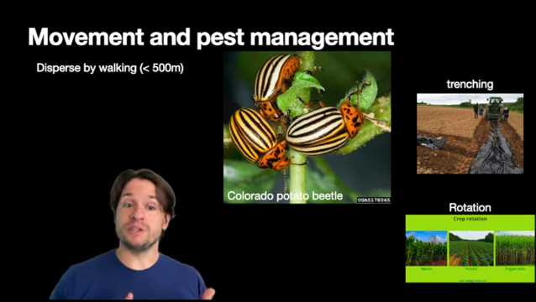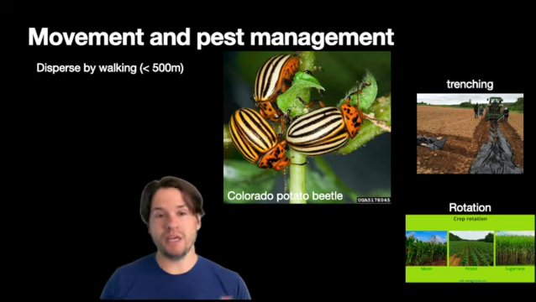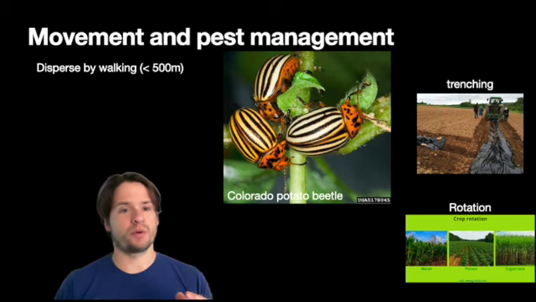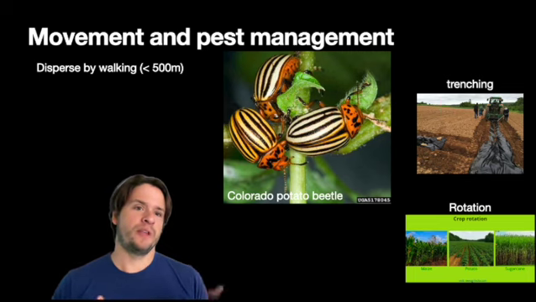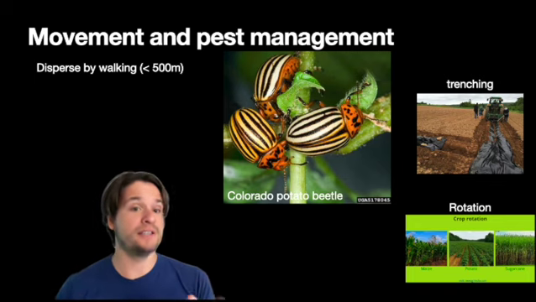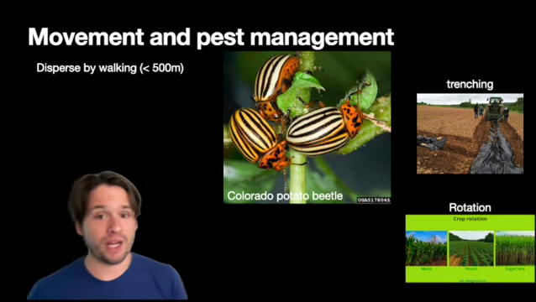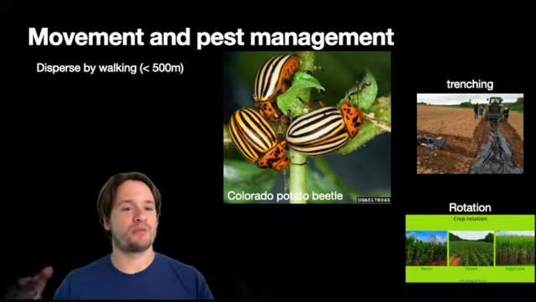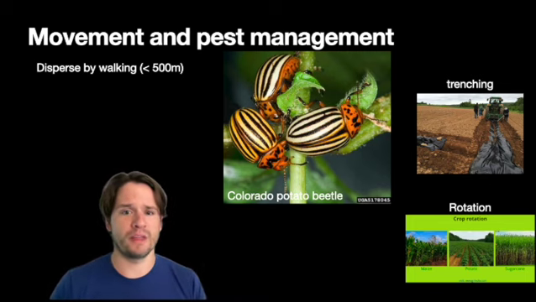So they largely disperse by walking. That means, compared to, say, a bee or that dragonfly we just talked about, their dispersal is quite limited. They only disperse maybe up to 500 meters-ish. One of the interesting things about that is this mode and distance of dispersal means that certain kinds of control techniques work really well. For example, there's a technique called trenching, where you just dig a trench, and because the beetles don't fly over it, they walk into it and get caught in that trench. This is an effective control method.